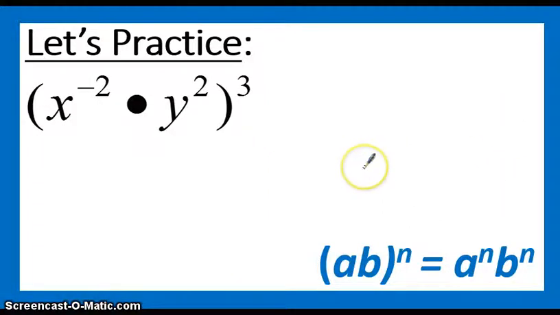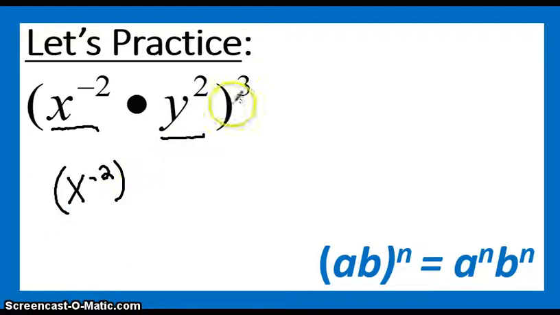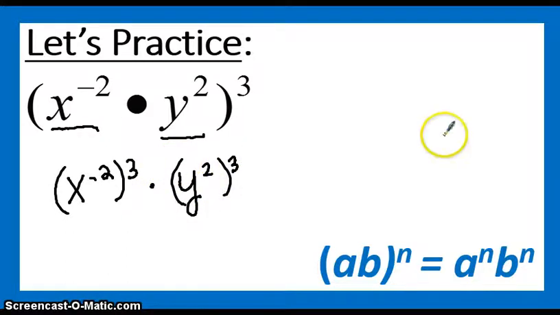Now, this property can be combined with other properties. Here you see 2 factors to a power. So this is still the power of a product property. We're going to have to give the exponent to each of the two factors. So we have x to the negative 2, and we're going to have to use parentheses because now we have to give it the power of 3. So you see the power of powers property times y squared to the third power.